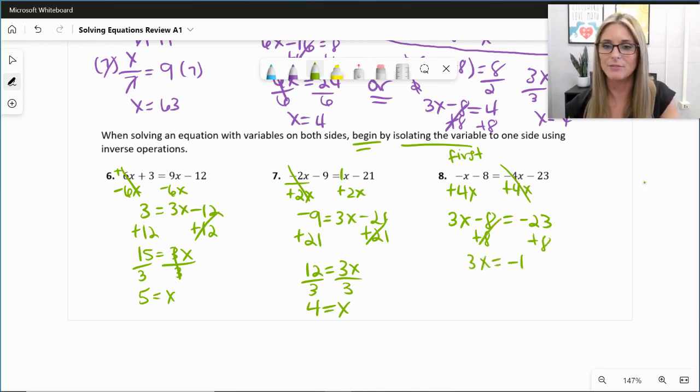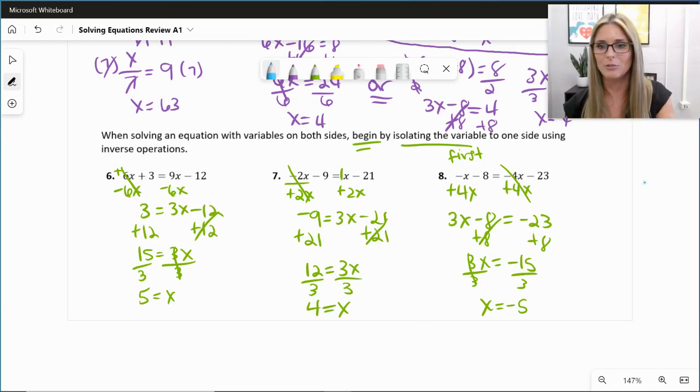3x equals negative 15. Divide by 3, the coefficient. x equals negative 5. Final answer, solution. I could plug it back into our equation. Now, I haven't shown this, so let's use it on this problem, actually. That would be a great example. So our original problem is a negative x, which I got negative 5. Look how tricky this looks. Minus 8 equals a negative 4 times negative 5 minus 23.